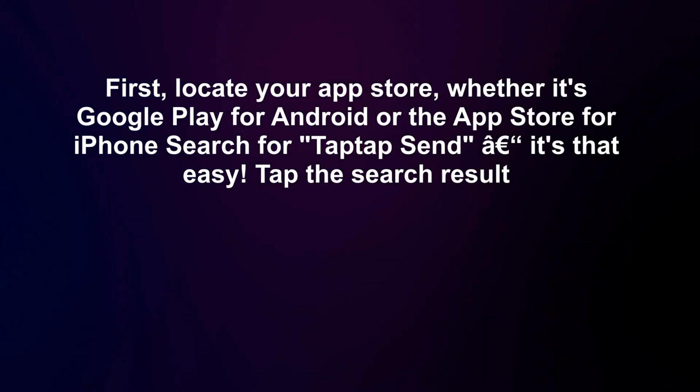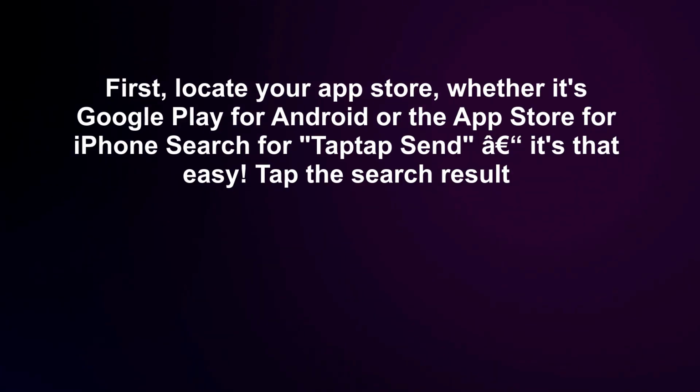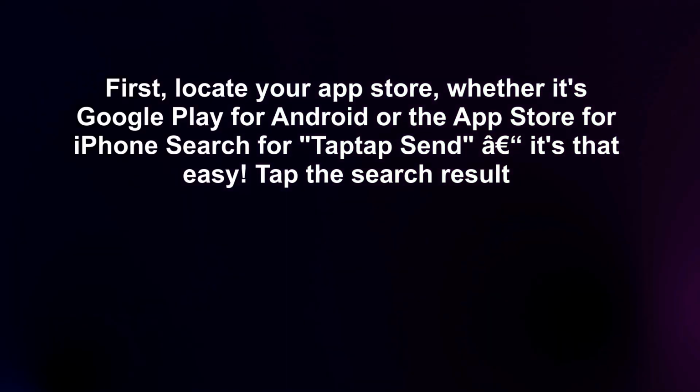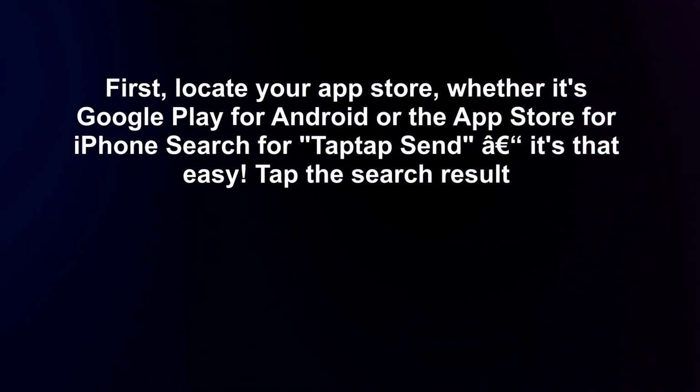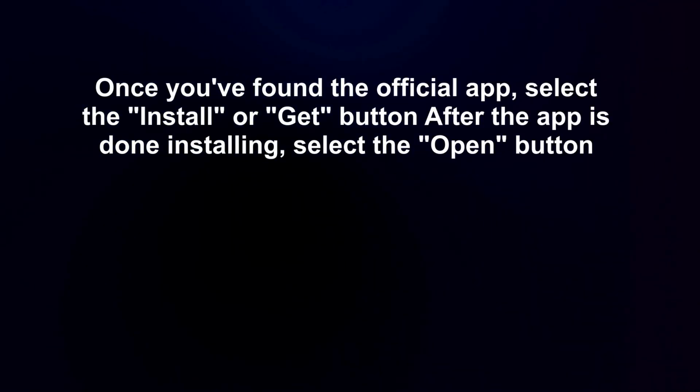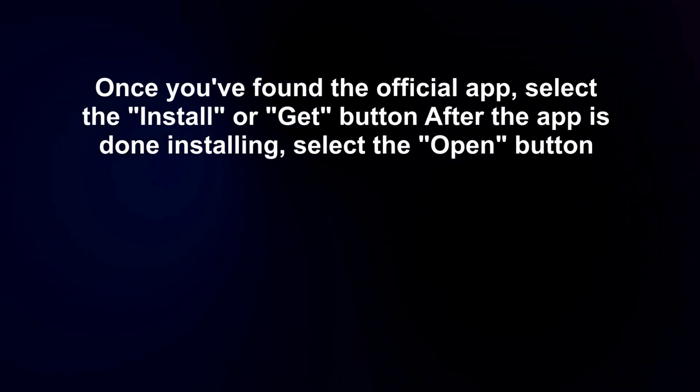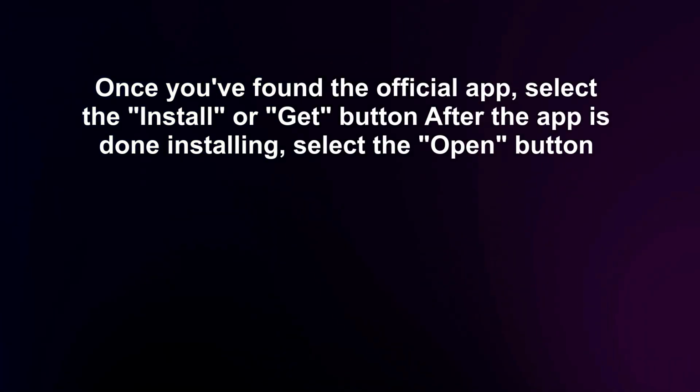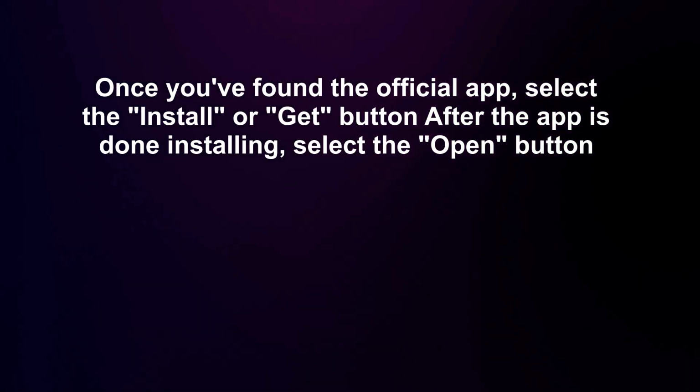First, locate your App Store. Whether it's Google Play for Android or the App Store for iPhone, search for Taptap Send. It's that easy. Tap the search result. Once you found the official app, select the Install or Get button. After the app is done installing, select the Open button.